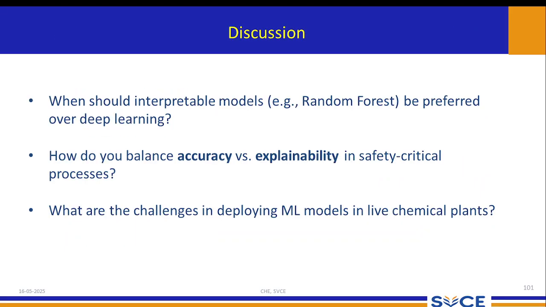And we have discussed in the previous section very elaborately. These three questions are very important. Why should interpretable models be preferred over deep learning? And the second question, how do you balance accuracy with explainability? Sometimes explainability will overrule accuracy, even though accuracy is more predominant, because some of the regulatory agencies will look for explainability, for documentation purposes. So explainability is very important.